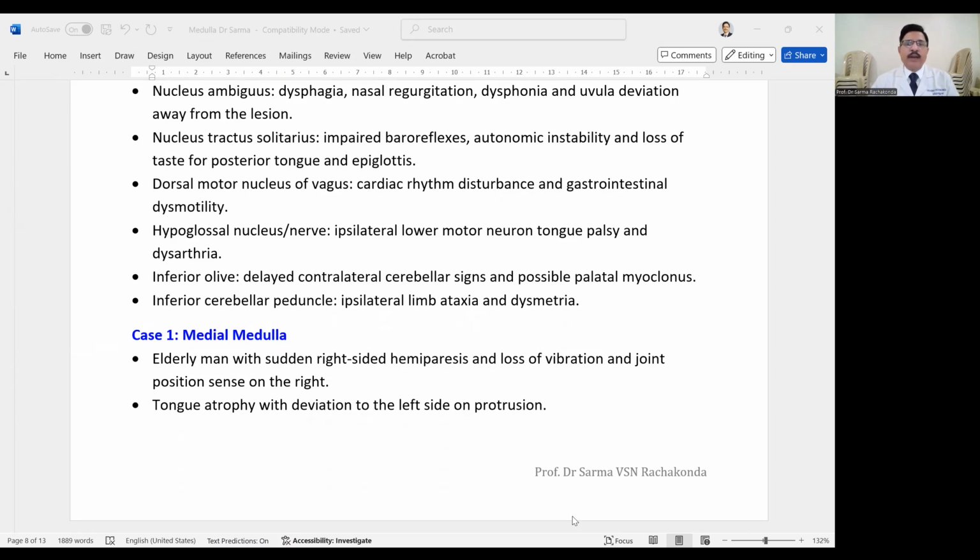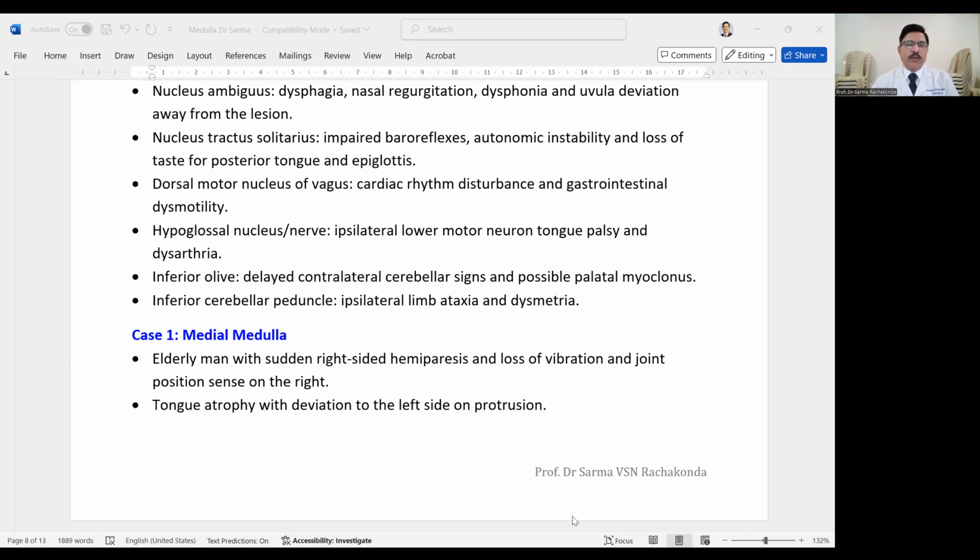Inferior olive involvement: delayed contralateral cerebellar signs and possible palatal myoclonus. Inferior cerebellar peduncle: ipsilateral limb ataxia and dysmetria.